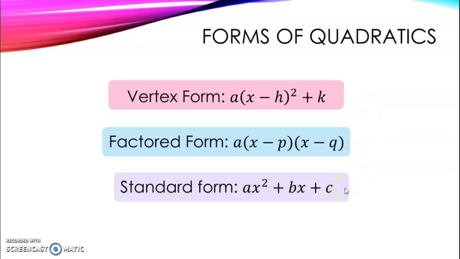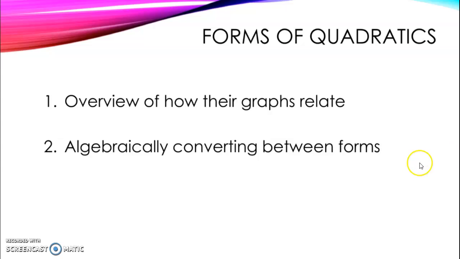So today we're going to be talking about the three forms of quadratics: vertex form, factored form, and standard form. I've gone into detail about these three in prior videos, so this is more of an overview, but I'll be referencing some of the prior videos if you haven't seen them yet. So we're going to do an overview of how their graphs are all related, and we're also going to be algebraically converting between the forms.